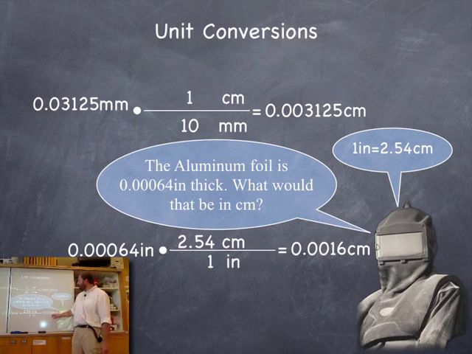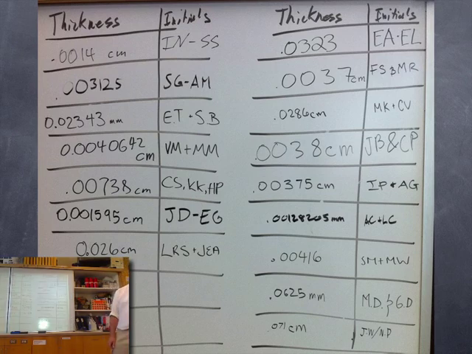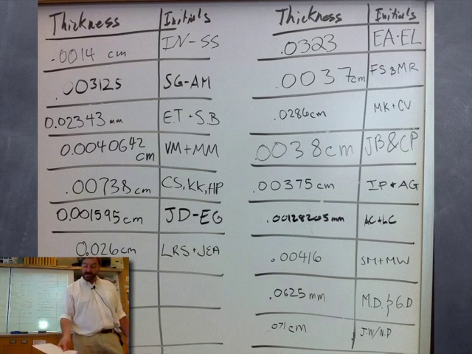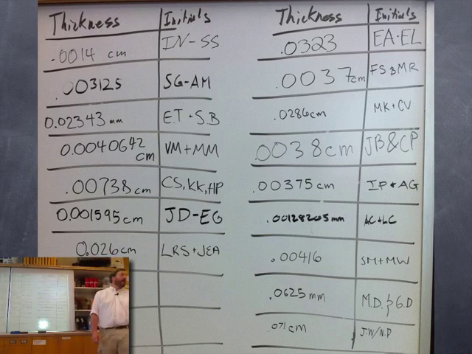Now, notice my number here and this number here. 0.0016 centimeters. Now, if we come back and look at some of the values that you guys collected, some of these, 0.0037 centimeters, 0.0038 centimeters. We're certainly not outside the realm of possibility there. Obviously, these were fairly crude measurements that we were making.